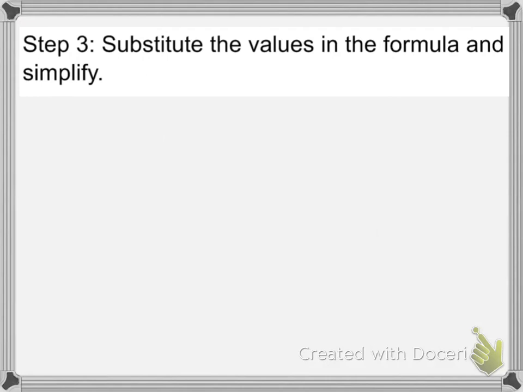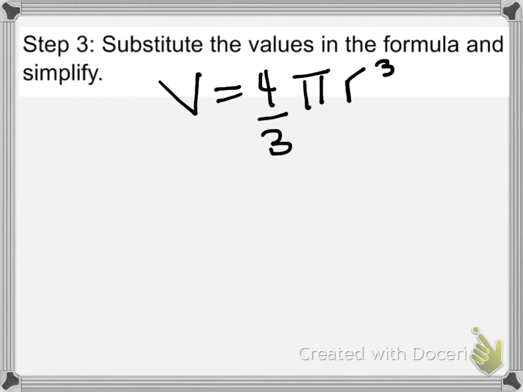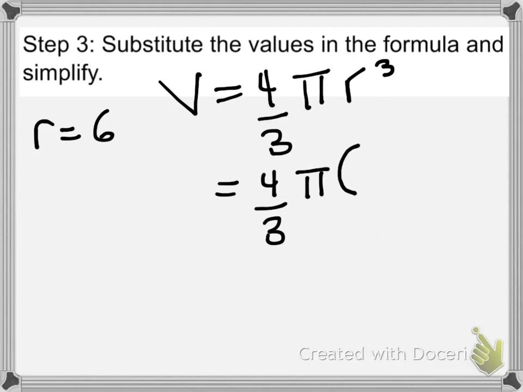Next step, substitute the values in the formula and then simplify your expression. So we knew volume equals 4 over 3 times pi r cubed. Again, it's only for a sphere. So now I'm going to plug in the radius, and we found out from the previous step that the radius was 6. So look what I'm going to do. 4 over 3. I'm going to keep it in terms of pi for this problem. I'm going to substitute 6 in and raise it to the third power.